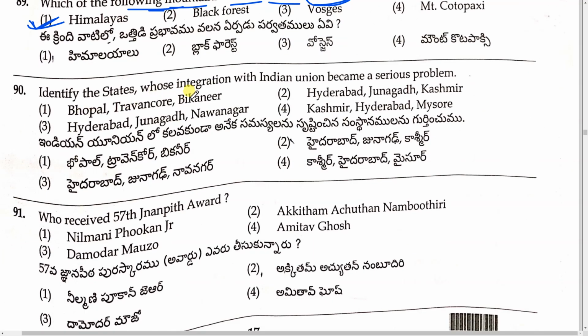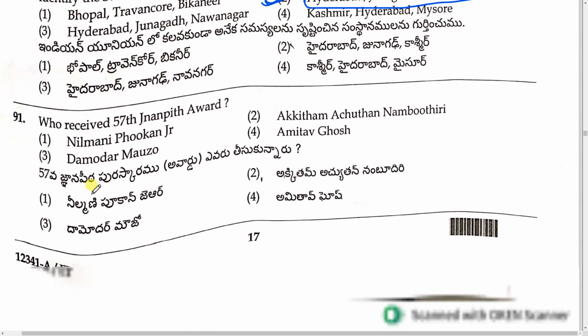Identify the state whose integration with the Indian Union became a serious problem. So this was after independence. So Hyderabad, Junagadh, and Kashmir. There were many more princely states also, but here this is the correct match.